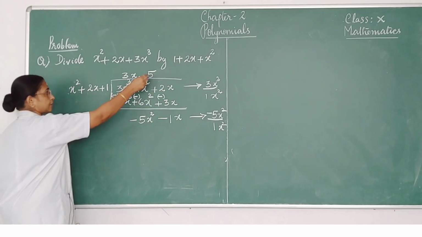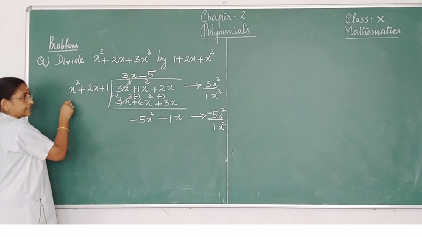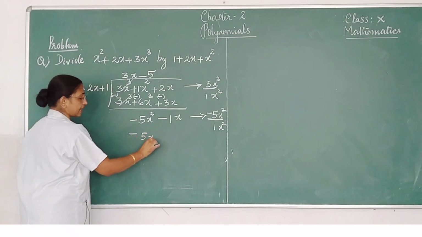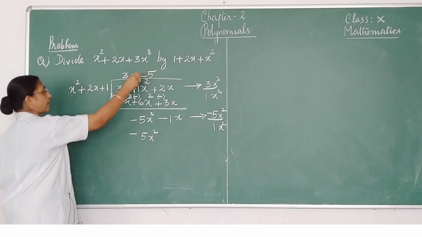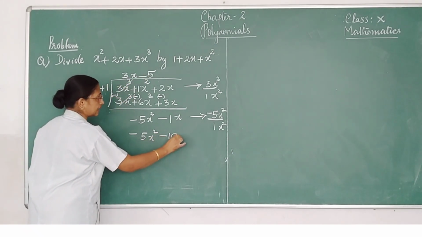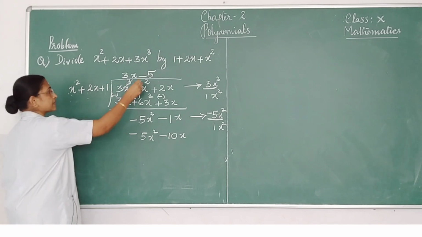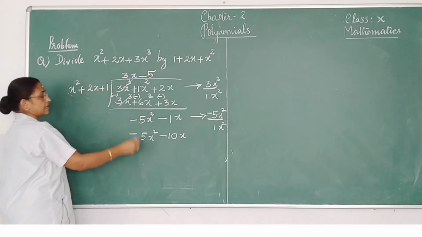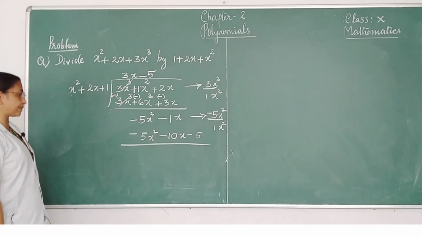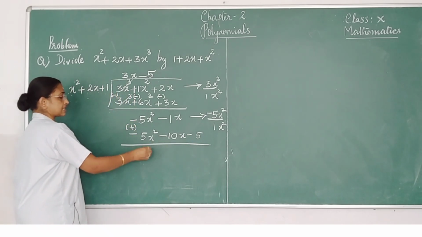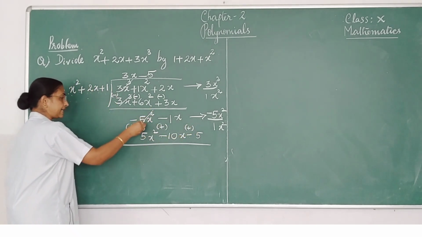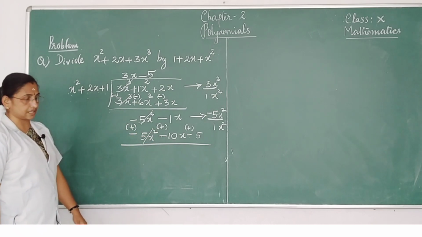What is the next step? Multiply this minus 5 with the divisor. Minus 5 into x square is minus 5x square. Minus 5 into plus 2 is minus 10x. Now one more term, minus 5 into plus 1, minus 5. Now you need to change the sign of the below expression. Minus becomes plus, minus becomes plus, minus becomes plus. So minus 5x square plus 5x square get cancelled.